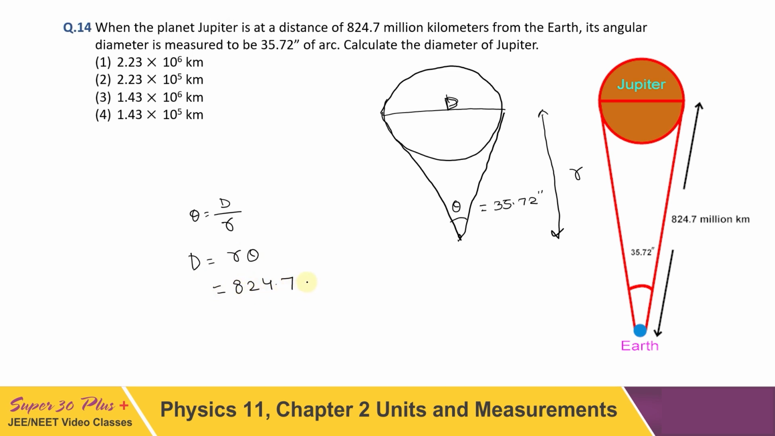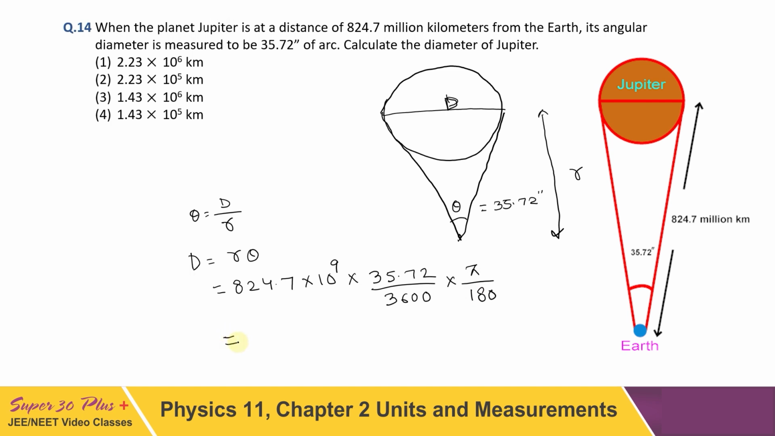824.7 million. You must be knowing that is 10 to the power 6, but then it is given in kilometers. So to be converted to meters first, that would be 10 to the power 6 and 3, 10 to the power 9. Now write theta in terms of radian. So first convert it to degree, 35.72 upon 3600. This is the value of theta in degree. Multiply with pi upon 180 to give the value in radian.